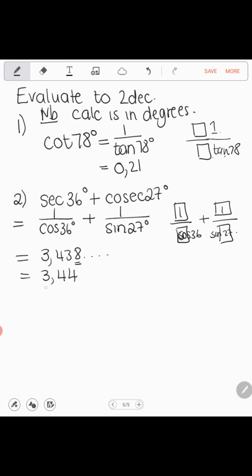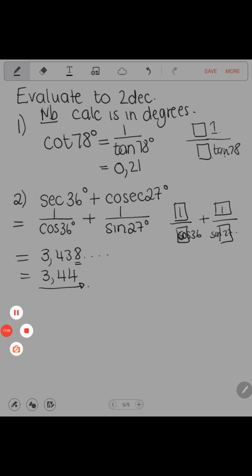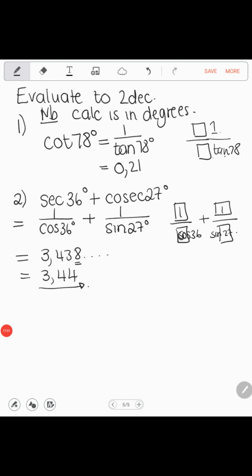It's going to be 3.44. Alright, so that's about the trig reciprocal ratios and how to use them with special angles, how to use them in triangles, and how to use them on your calculator.